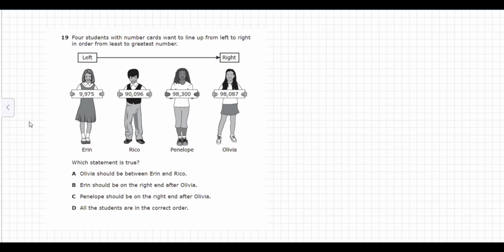Question number 19. 4 students with number cards want to line up from left to right in order from least to greatest number. Aaron and Rico are in the right order, but since Penelope's number is higher than Olivia's, Penelope needs to be moved to the right of Olivia. So C is the correct answer.